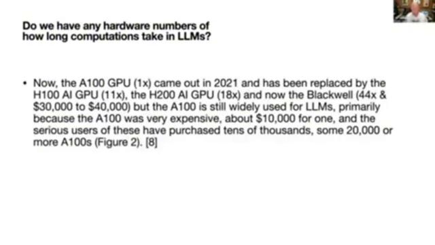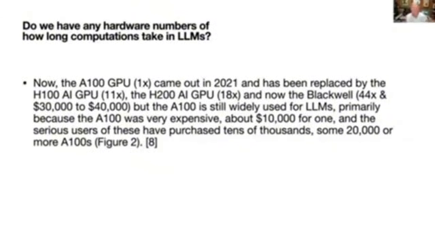Now, the A100 GPU we'll list as 1X. It came out in 2021 and has been replaced by the H100 AI GPU, which is 11 times the speed of the A100, 11X. The H200 AI GPU is 18X the A100, and now the Blackwell B100 is 44X, and it's about $30,000 to $40,000.